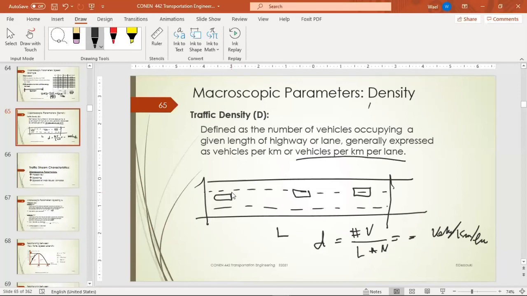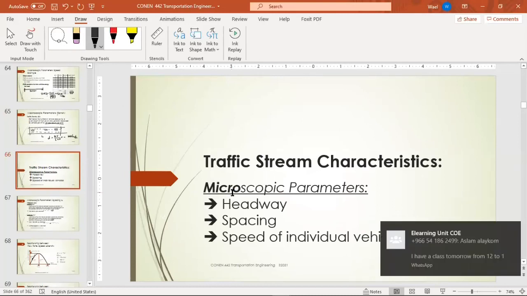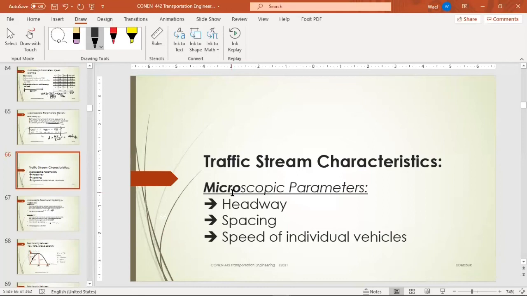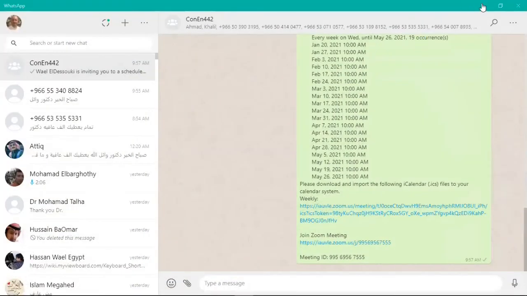Excellent. So the last set of characteristics will be the microscopic parameters. The microscopic parameters are basically the spacing, which is the distance between vehicles, okay?